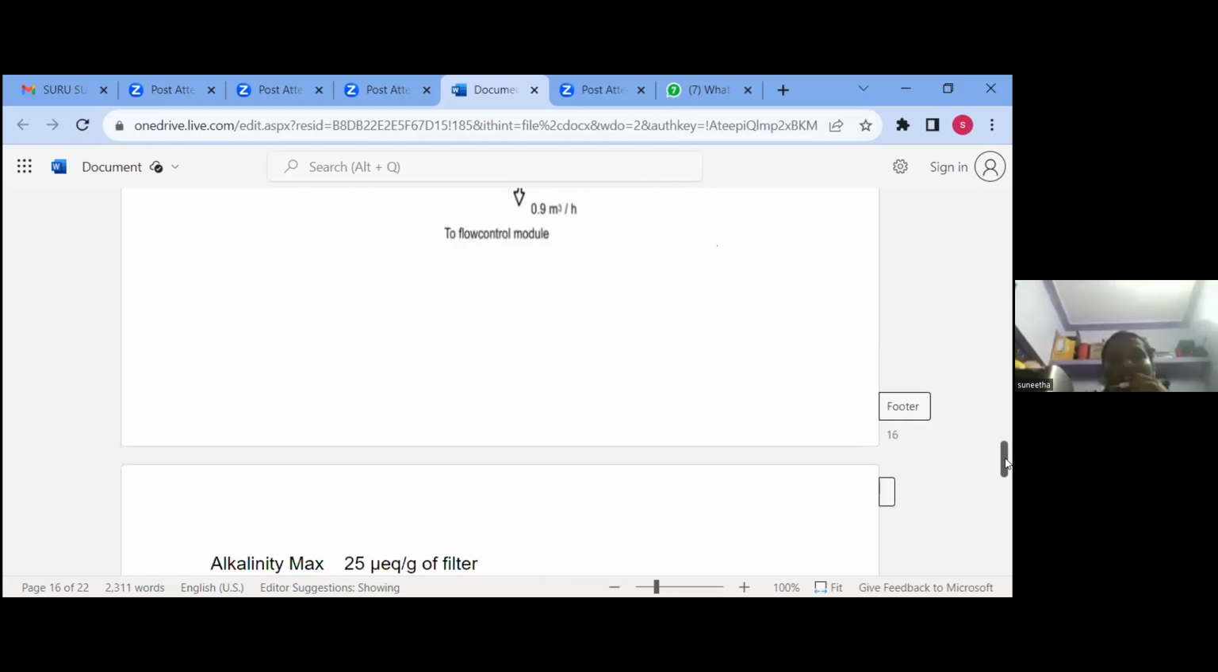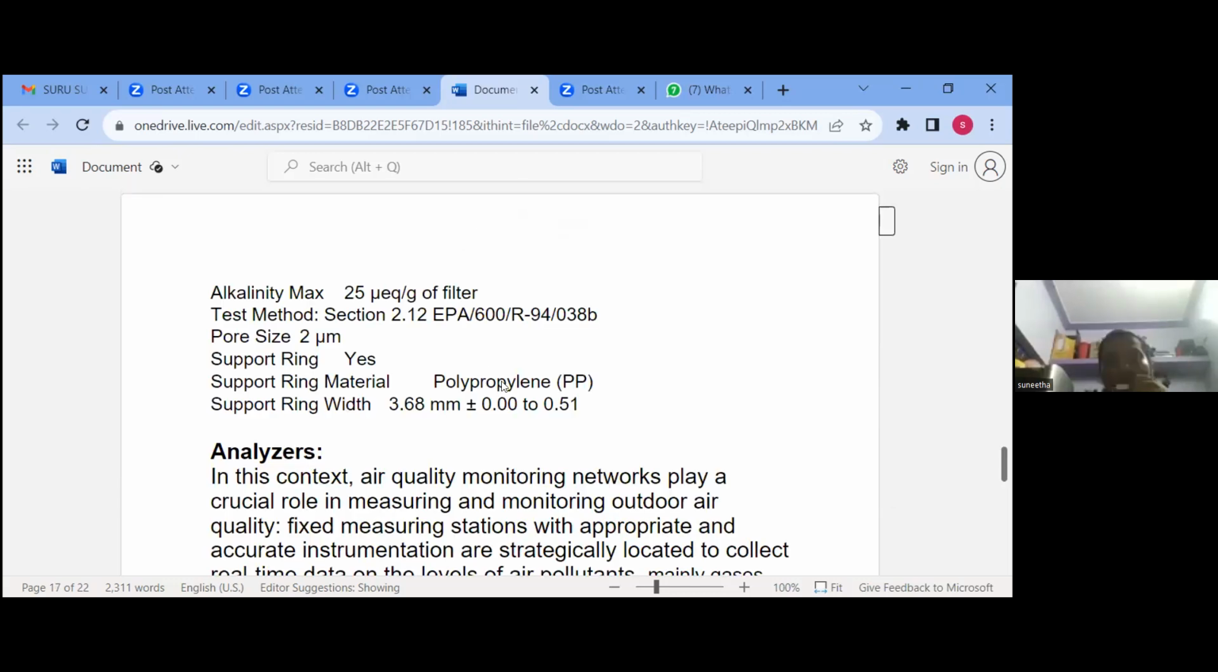And these are the specifications of filters. Alkalinity max is 25 micro equivalent. And pore size of this is 2 micrometers. In the diagram we saw that it can measure only less than 2.5 micrometers. The pore size is 2 micrometers, and it provides a supporting ring system. The material used for the supporting ring is polypropylene, PP, and the supporting ring width is 3.68 mm to 0.51.